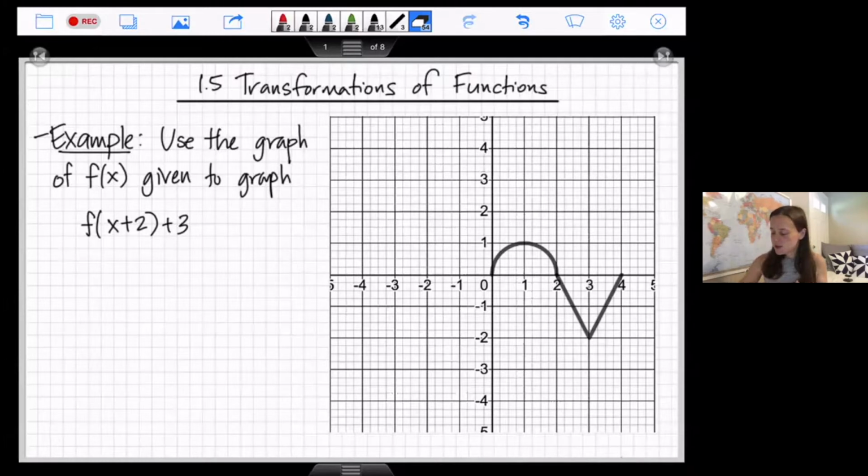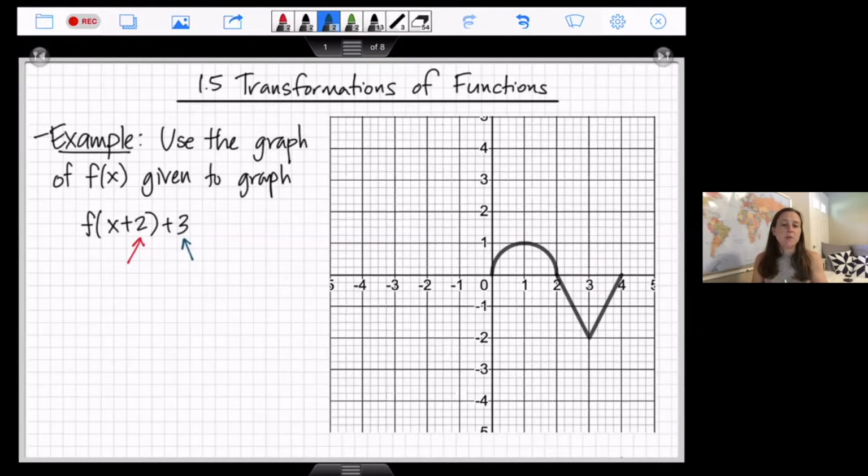All right, so let's look at the two transformations you have going on in this function. We've got plus 2 and we've got a plus 3. So the plus 2 is inside the parentheses. This is the same thing as being underneath the radical or inside the absolute value bars. This is an inside transformation, so it's going to be a horizontal shift. The plus 3 is outside, so it's going to be a vertical shift.